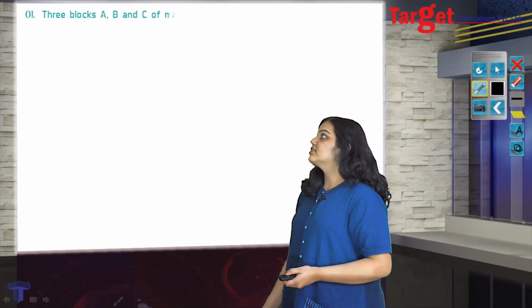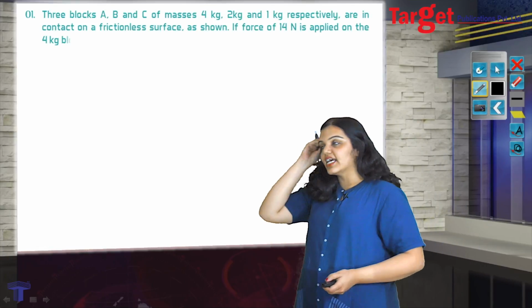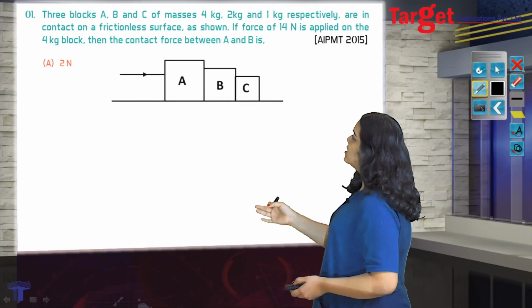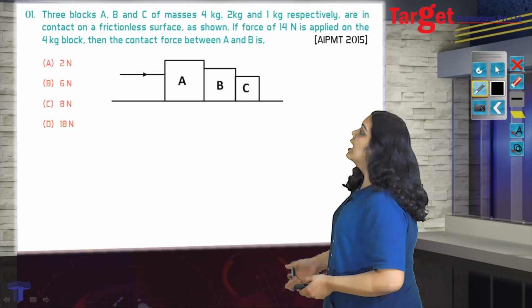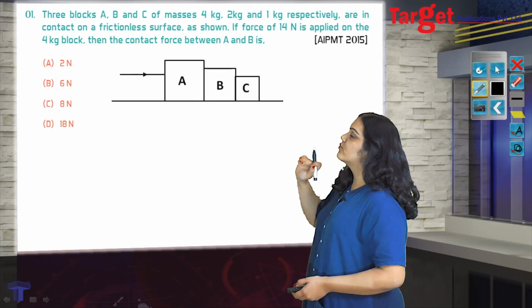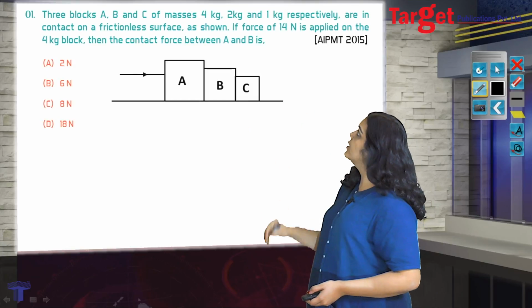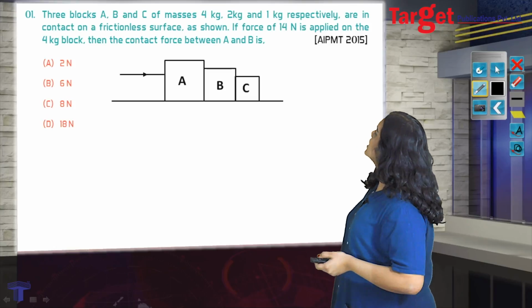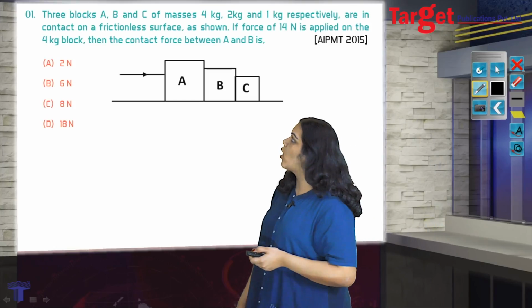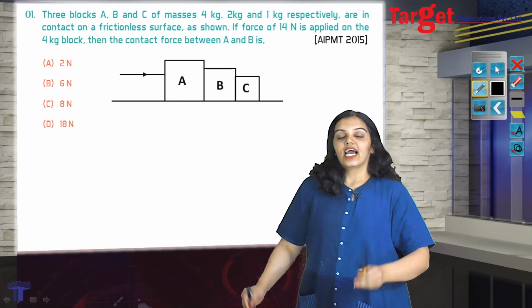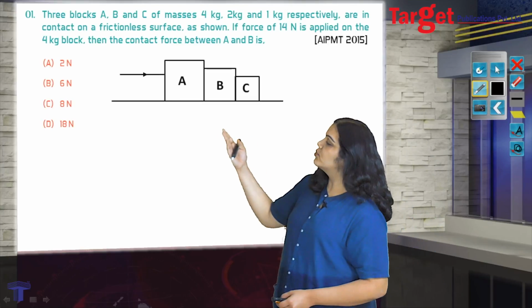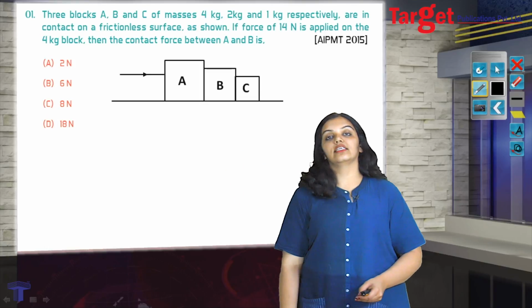So here we have our sum number 1. Now the sum says that there are 3 blocks A, B and C of masses 4 kg, 2 kg and 1 kg respectively. They are in contact on a frictionless surface as shown in the figure. If force 14 Newton is applied on the 4 kg block, then the contact force between A and B is what? And the options given to us are 2 Newton, 6 Newton, 8 Newton and 18 Newton.